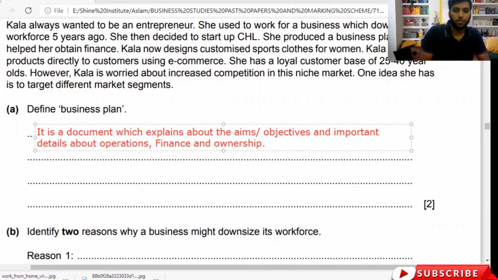This is very easy for you to understand. If they ask in the exam what is a business plan, you should be able to say that it's a document which explains the basic aims and objectives of the business. It speaks about their main operation and how they do finance and how the ownership is maintained. They haven't asked about Carla's business, so we don't want to speak about Carla's here. It's just an application of the definition. So you get 2 marks at this point. Let's move on to the next part then.